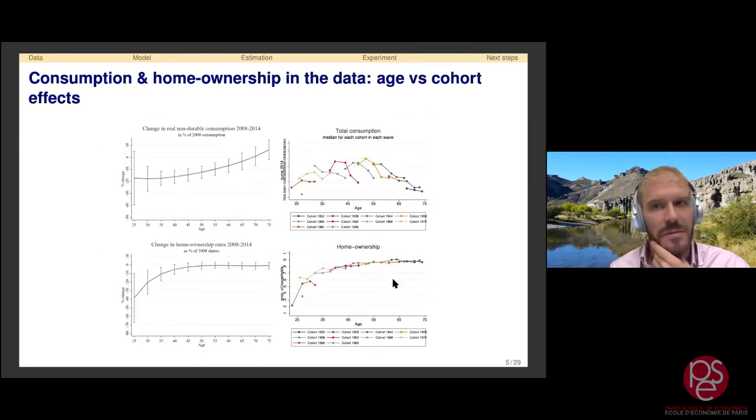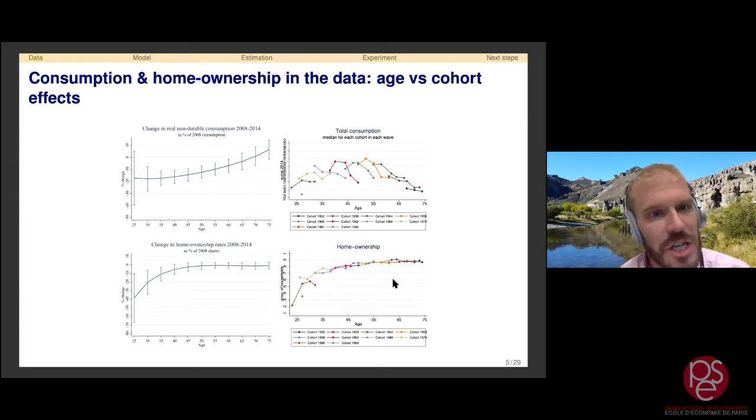Let me show you some micro data on consumption and home ownership. I want to try to disentangle here some age and cohort effects. On the top left, I'm showing you the change in non-durable consumption between 2008 and 2014. And on the bottom left, I'm showing you the change in home ownership. As you can see, there's a strong age component here, especially for ages below 35. The home ownership rate has decreased around 40-50%. There's a lot of noise in the data for very early ages, but that's kind of the picture.